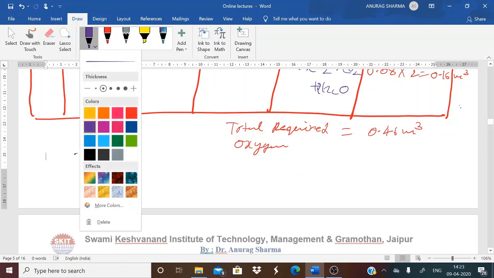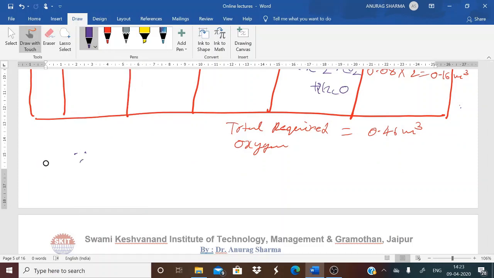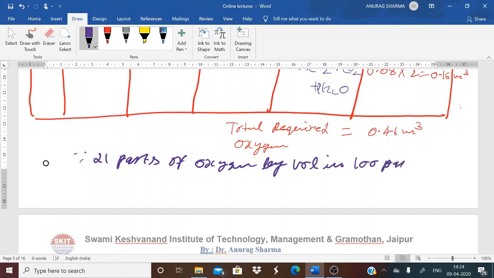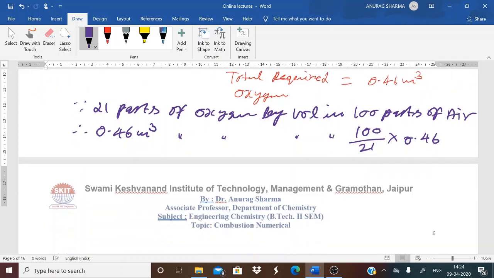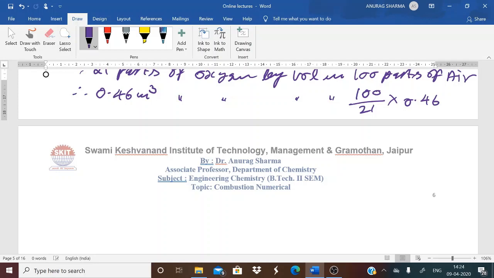And we already discussed in important points that 21%, it means 21 parts of oxygen by volume in 100 parts of air. So if we have 0.46 meter cube of oxygen, then how much air is required for complete combustion of this fuel? So if we calculate this value, then the final answer will be 2.19 meter cube.